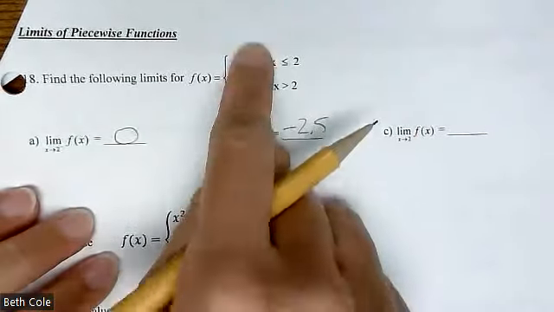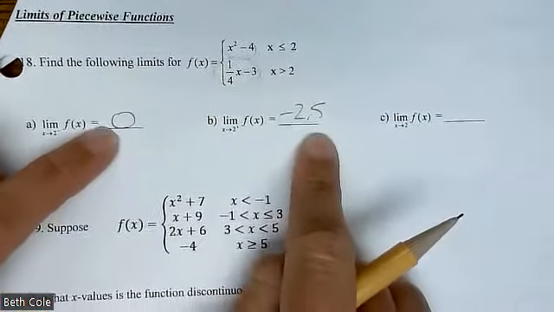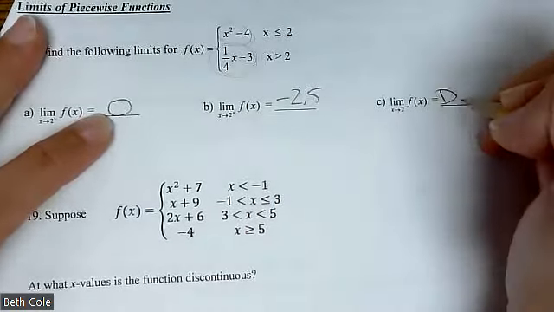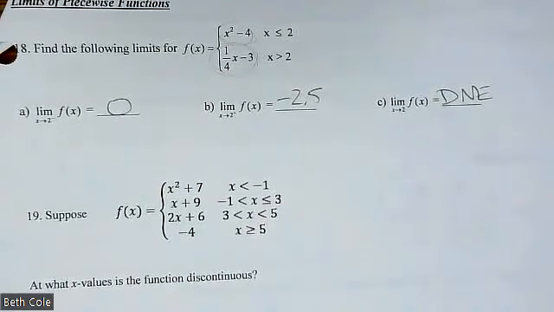But for this one, you don't really need to look at the function at all. If the left was 0 and the right was -2.5, what's this? Yeah, and visually, what would it look like? A jump. It would be a jump.